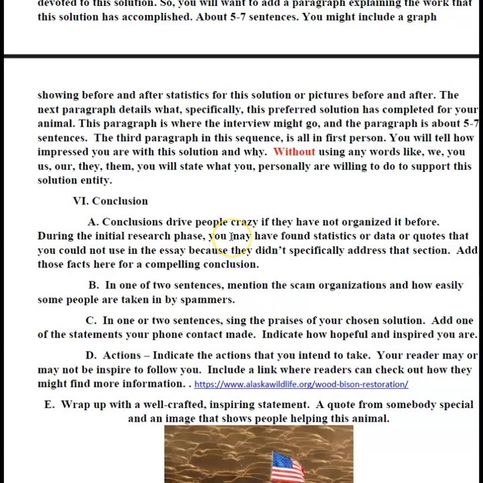The first sentence states the problem in a positive but compelling way. The second sentence, and two sentences, describe the two solutions that were either scams or ineffective. That's one or two sentences. Next, one or two sentences that sing the praises of your chosen solution.